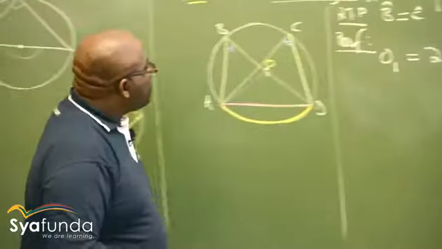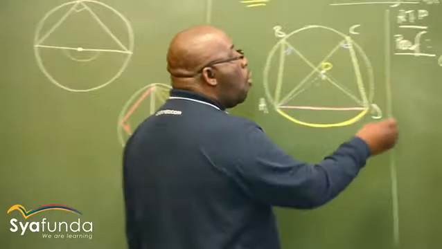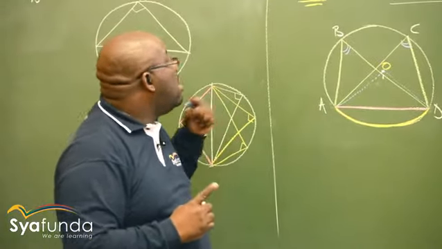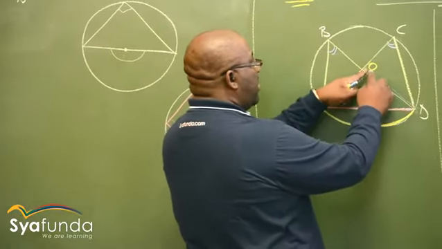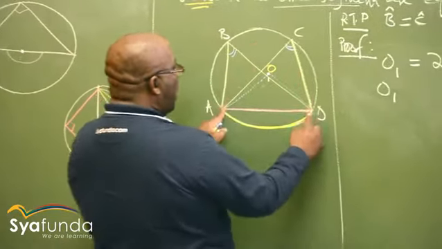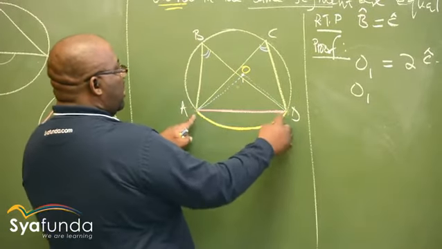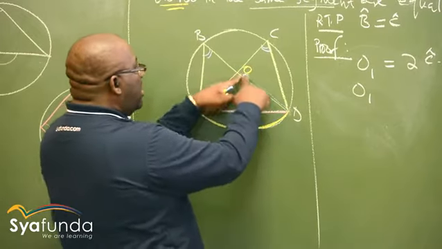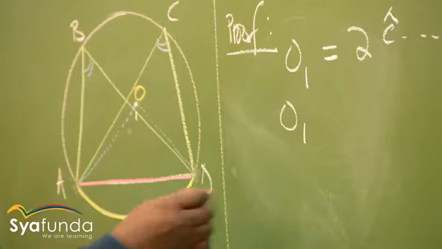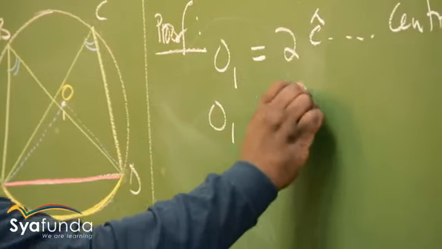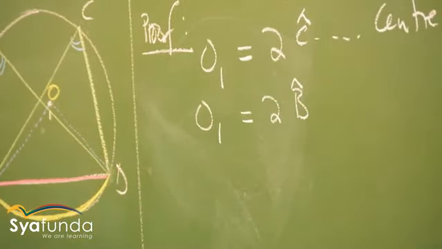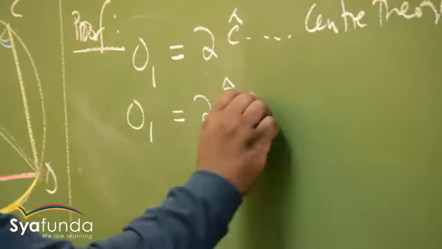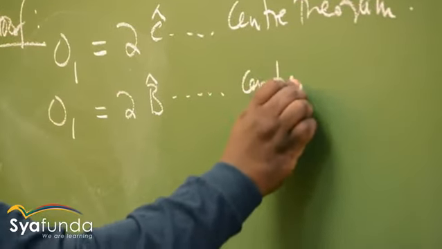Number 2, let's look at O1 again. Which other angle does this O1 subtend at the circumference? Look here. This is the chord. It goes there first. The same chord also goes there. So this one is at the center, this one is at the circumference. Theorem number 3. So angle O1 is also 2 times angle B. Angle O1 is equal to 2 times angle B. Why is that the same? Reason, center theorem.